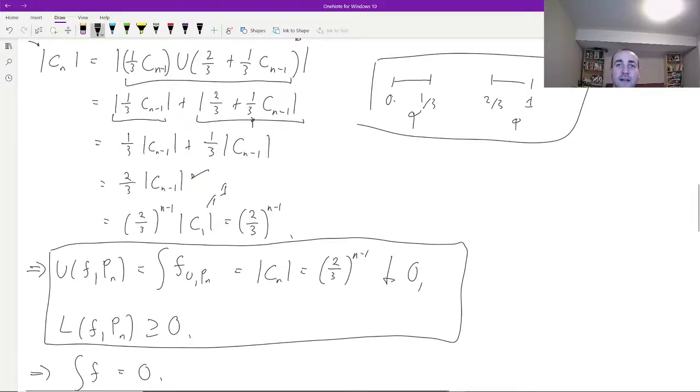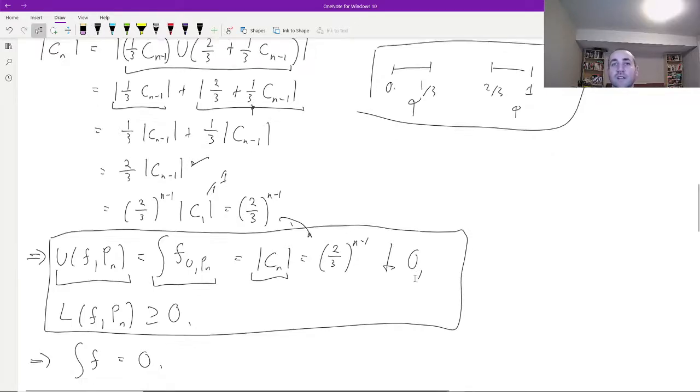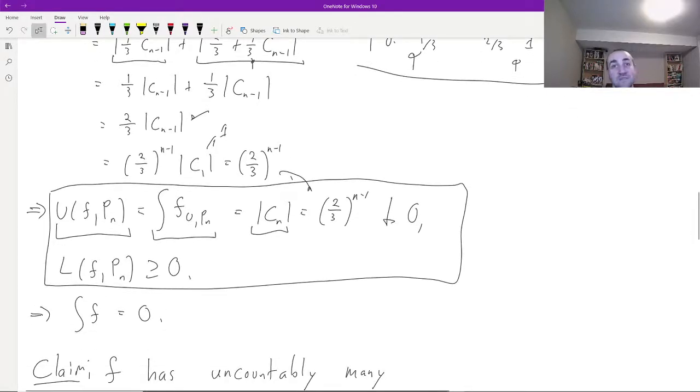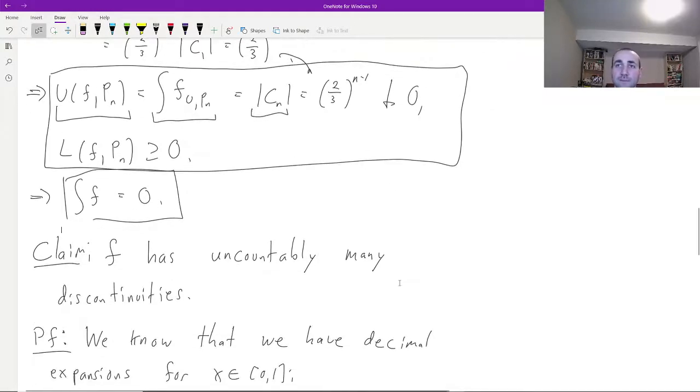Let's put all of that together. My upper bound U(f, Pn) associated with this partition was the integral of f_{u,Pn}, which is just the length of Cn, which I've just computed to be (2/3)^(n−1). And it's clear, of course, that that goes to 0 as n goes to infinity. On the other hand, f is non-negative, so of course my lower bound is certainly bigger than or equal to 0. And so my upper bound is going down to 0, my lower bound is always bigger than or equal to 0, and so in fact, we check that the integral of f is equal to 0. Okay, so f is in fact Riemann integrable.